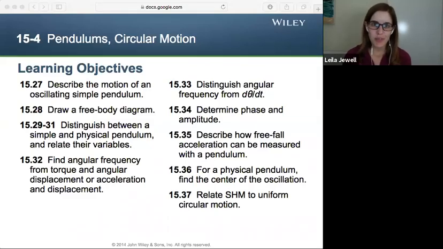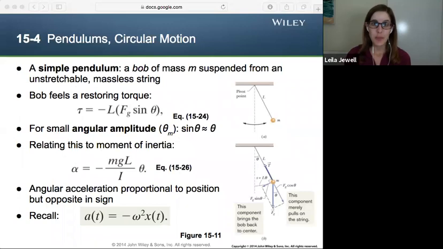Section 15.4, Pendulums and Circular Motion. Right, so a simple pendulum is what we will most often consider. It's an approximation of a physical pendulum.